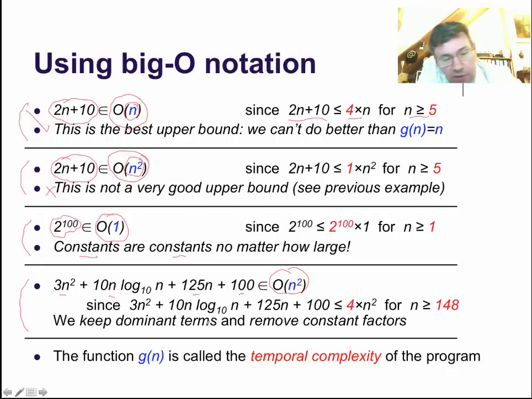In fact, the idea here is we can keep the dominant terms, so n squared, and remove all the constant factors, so the 3, and we keep n squared. Notice in all these cases, the function g of n is called the temporal complexity of the program.